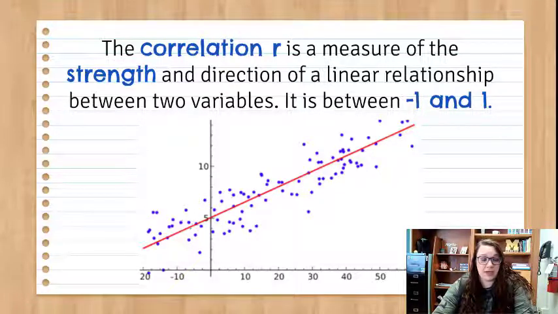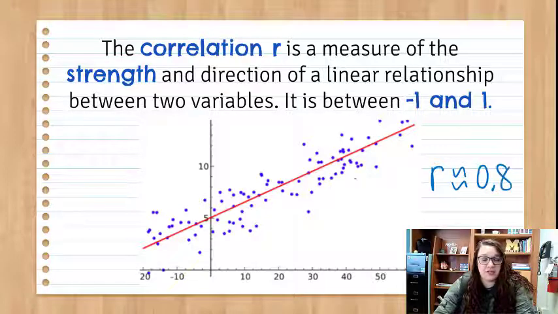In this situation, I can see the points are relatively close to the line. So I would say that it's positive since it's going up. And since they're relatively close to the line, I could estimate that this was maybe a correlation R of about 0.8. Since they're close, but they're not perfectly on the line, that would be a 1.